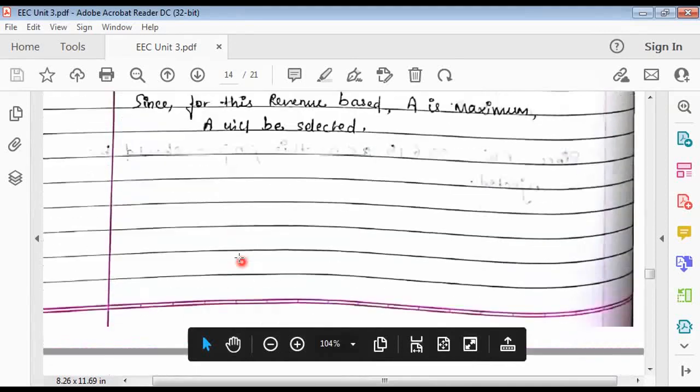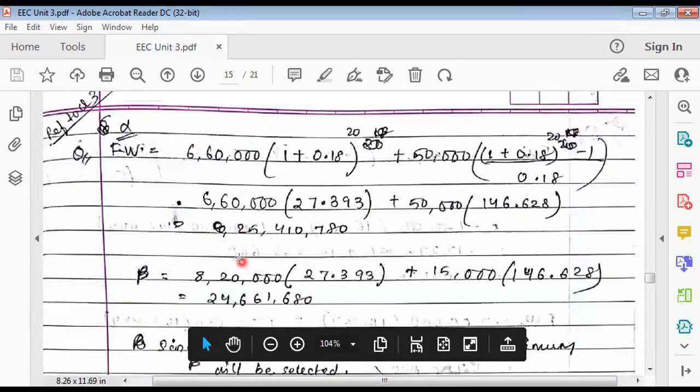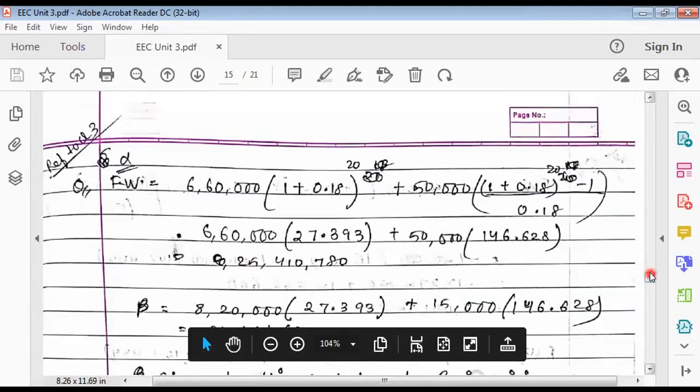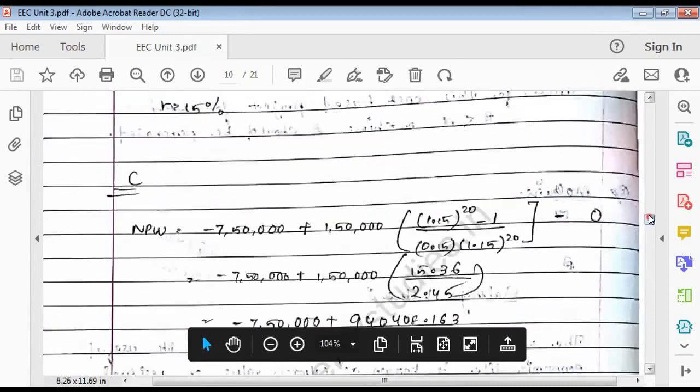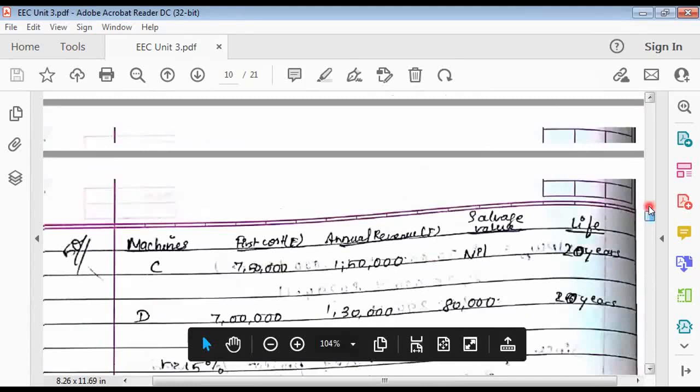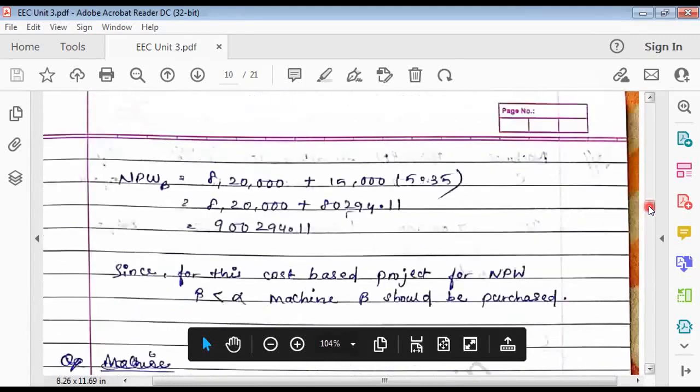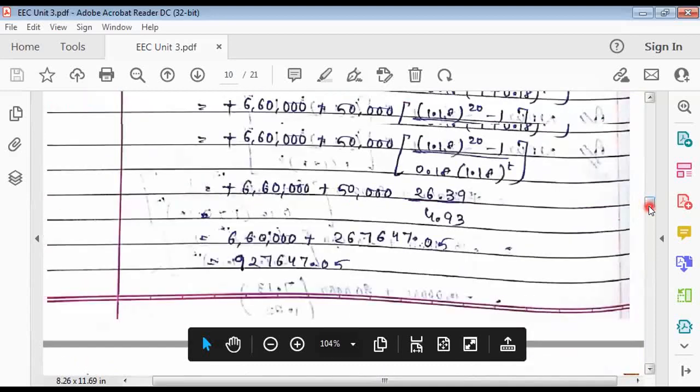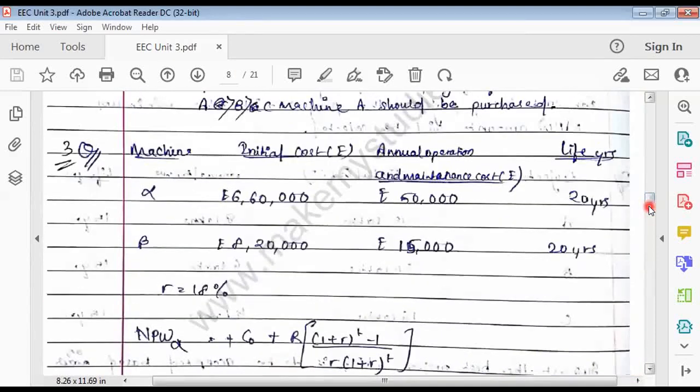Okay, moving to the next. Before I do that, I must show you the question, because you'll only find the solution afterwards. Let me show you the question. We had used the same question for solving using the present worth method, and now we'll solve the same question using the future worth method. Let us look at the question first.